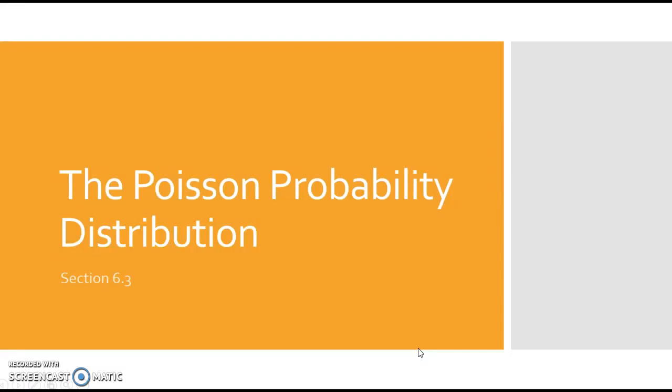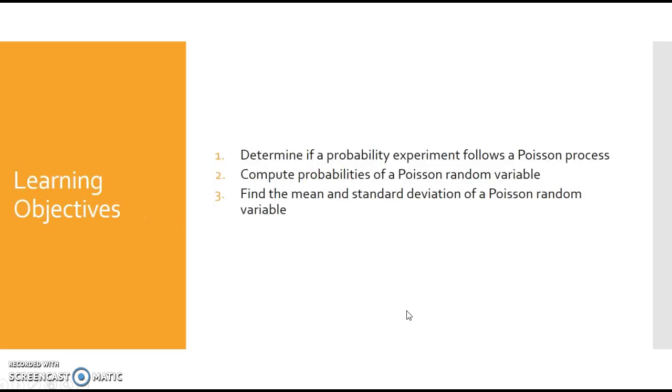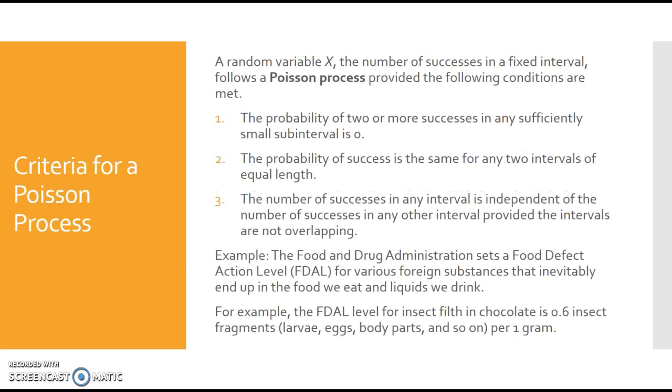So the last topic we're talking about today is the Poisson distribution, which is section 6.3. Again, here are the learning objectives we'd like to get through. Just like we had criteria for a binomial distribution, we have criteria for a Poisson process.